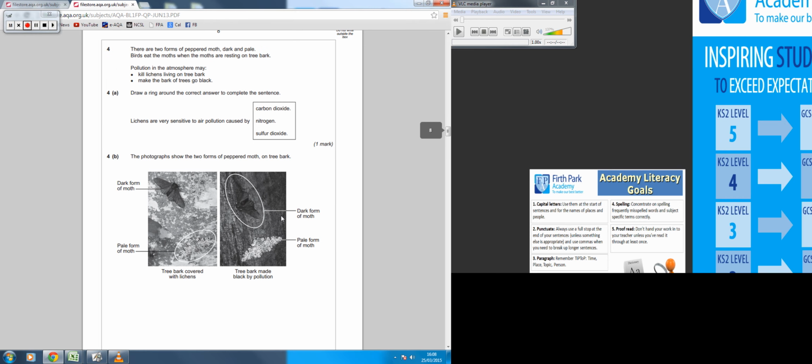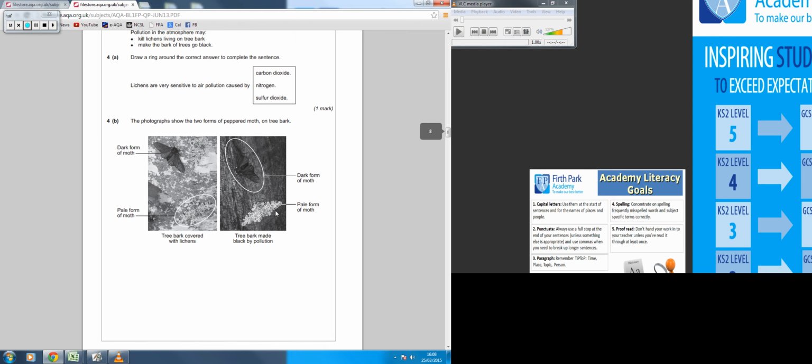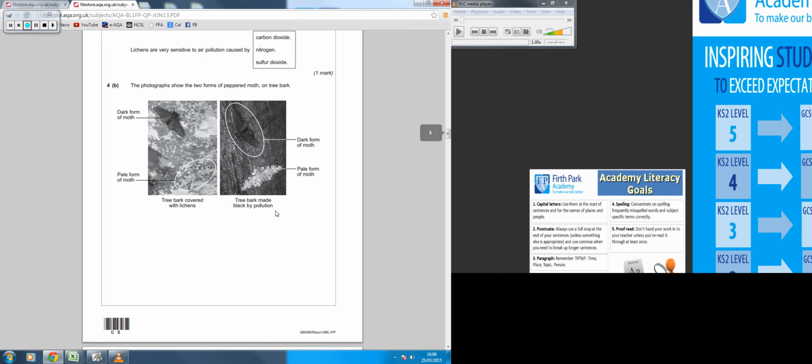Next bit, again, we're looking at adaptation here. So we're looking at lichens. So lichens are very sensitive to air pollution caused by, so is it carbon dioxide, nitrogen or sulfur dioxide? So a relatively easy way into this question. We've then got a photograph with 2 different types of moths with different colours.